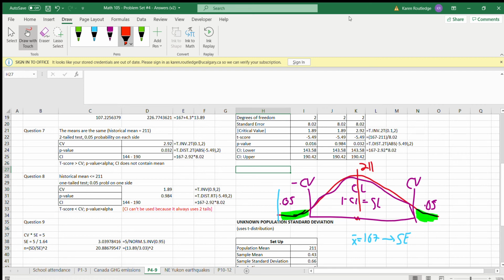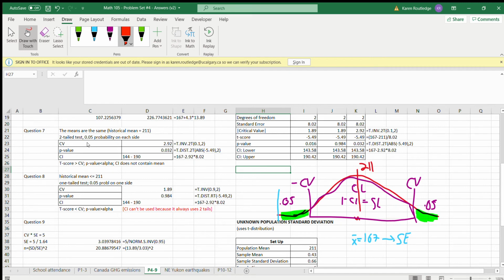So that was comparing the critical value, our threshold that identifies the rejection region, to our observation in standard error units, which we call the t-score. And our t-score was more extreme than the critical value, so it falls in the rejection region, so we reject the null hypothesis.